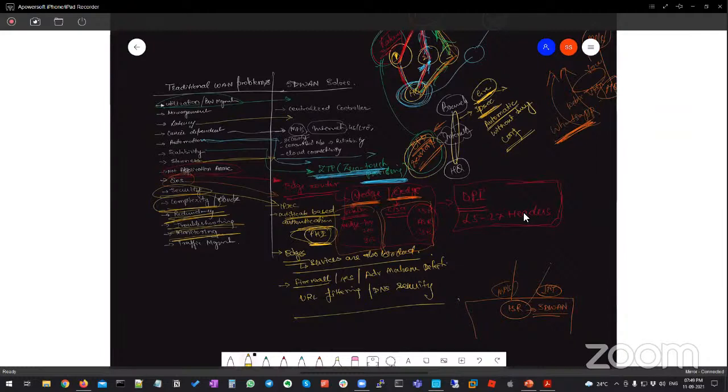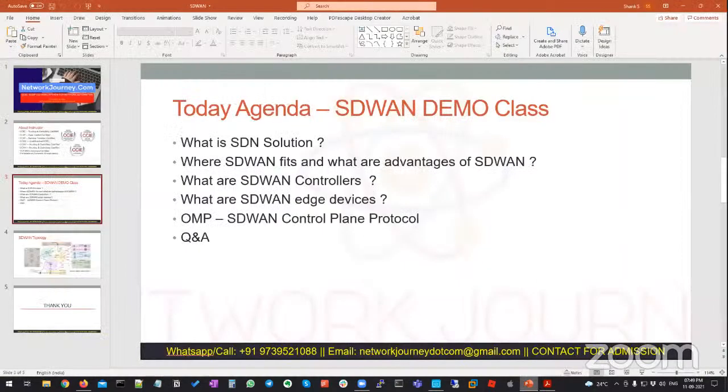Now let me quickly take our point of view on the controllers. What are the controllers we have in the SD-WAN environment? In SD-WAN, we have three types of controllers.